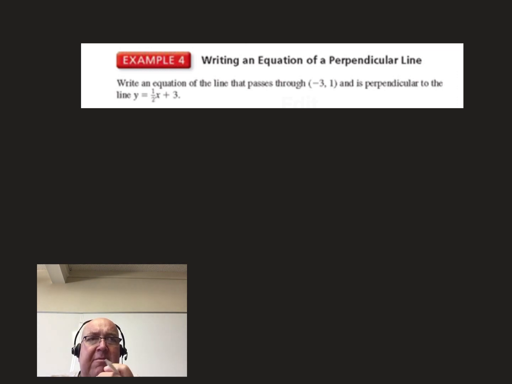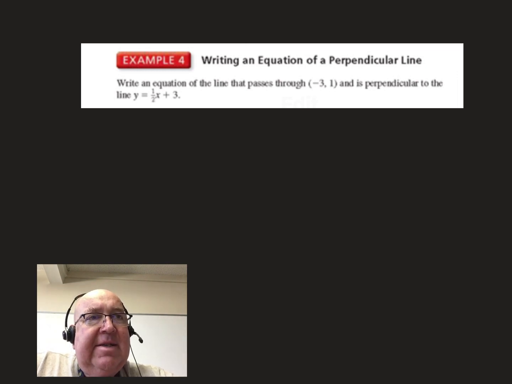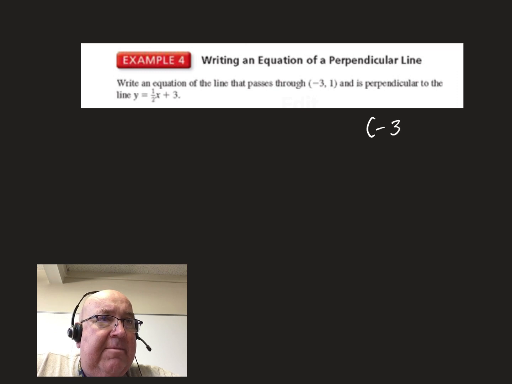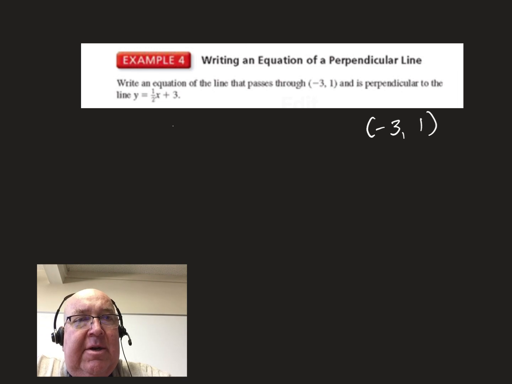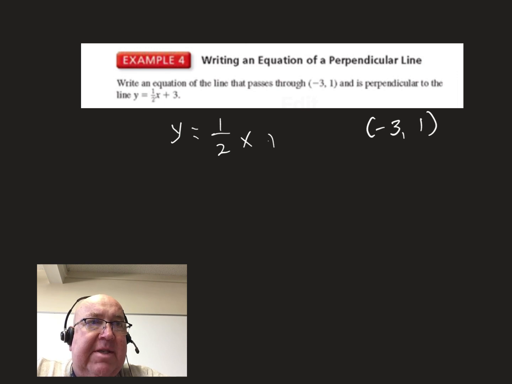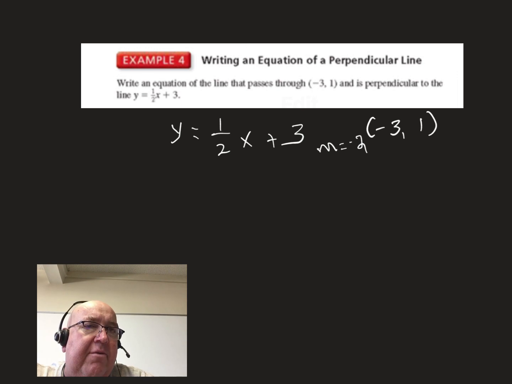We're going to wrap up by writing an equation for a perpendicular line going through a certain point. Okay, so write the equation of the line that passes through negative 3 and 1 that is perpendicular to 1/2 x plus 3. So the negative reciprocal of 1/2 is going to be negative 2. So our slope for our line is going to be negative 2.